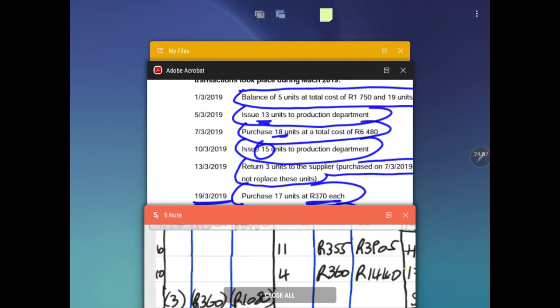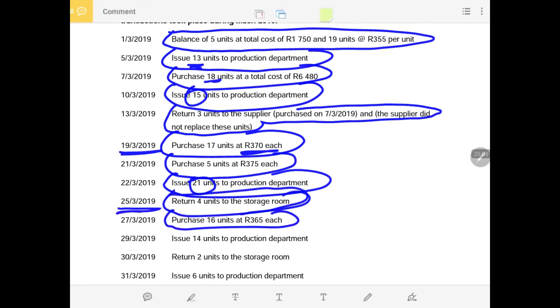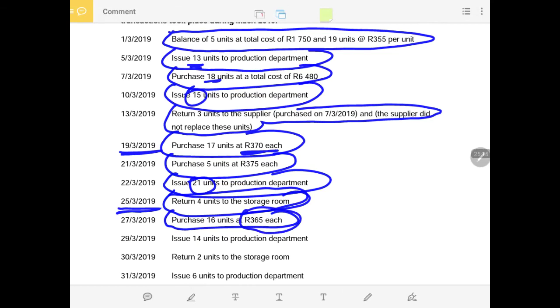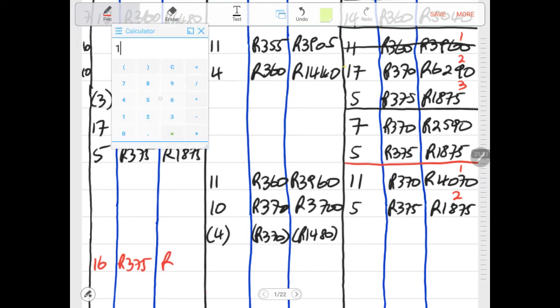Now let's go to the next transaction, which is on the 27th of the month of March in the year 2019. Please do write the dates, they are very crucial. The fact that I don't write them is because of the limit in space. Now we purchased 16 units at 365 Rand each. So now we purchased the 16 units. We go under purchase, 16 units at 375 Rand each. So now that means we have to say 16 units by 375 Rand each.